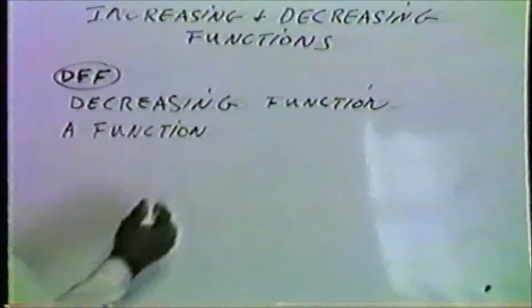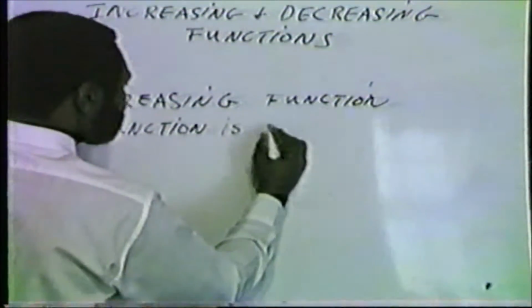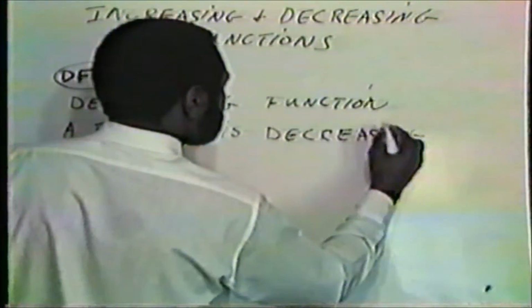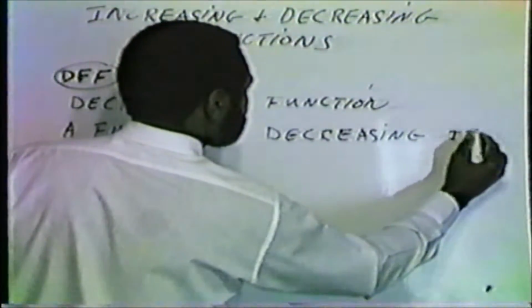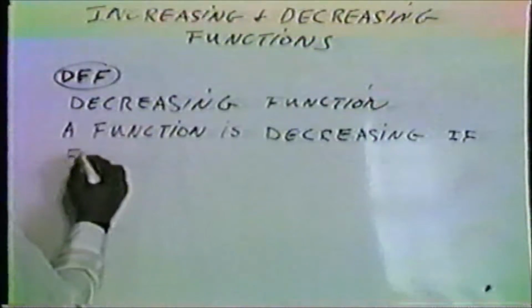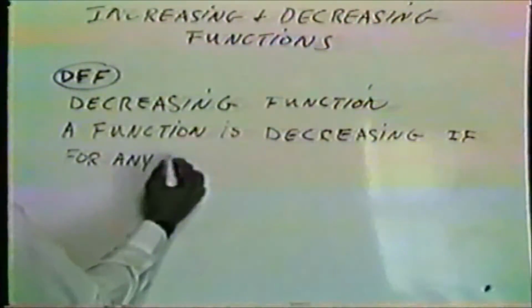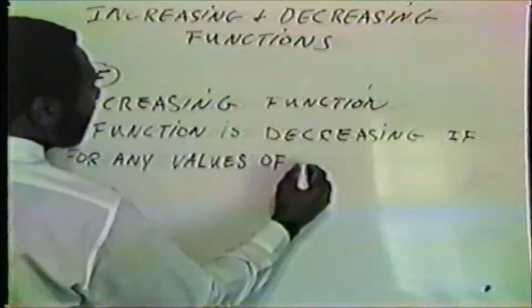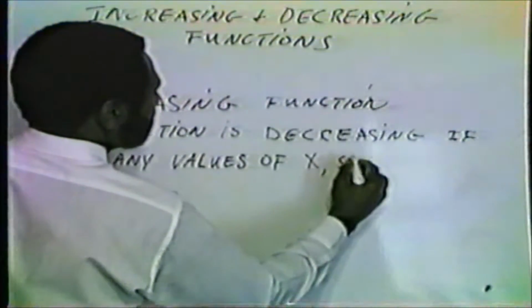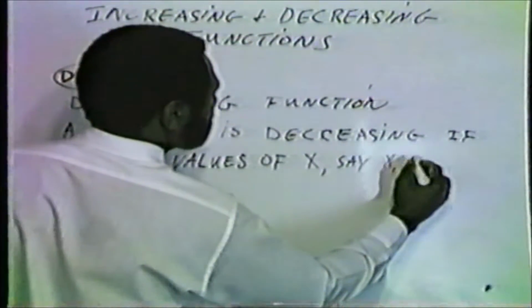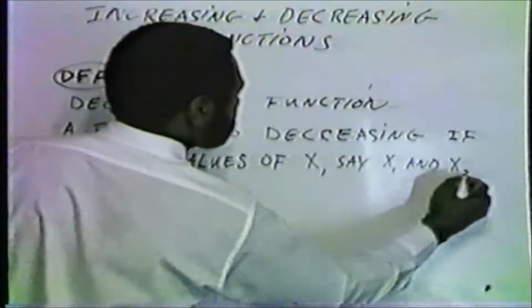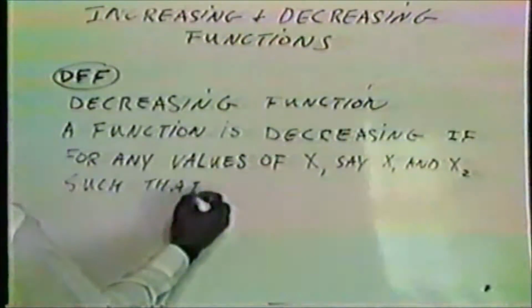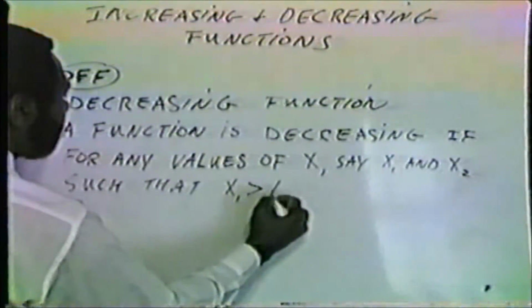Algebraically, a function is decreasing if, for any values of x, say x of 1 and x of 2, such that x of 1 is greater than x of 2.